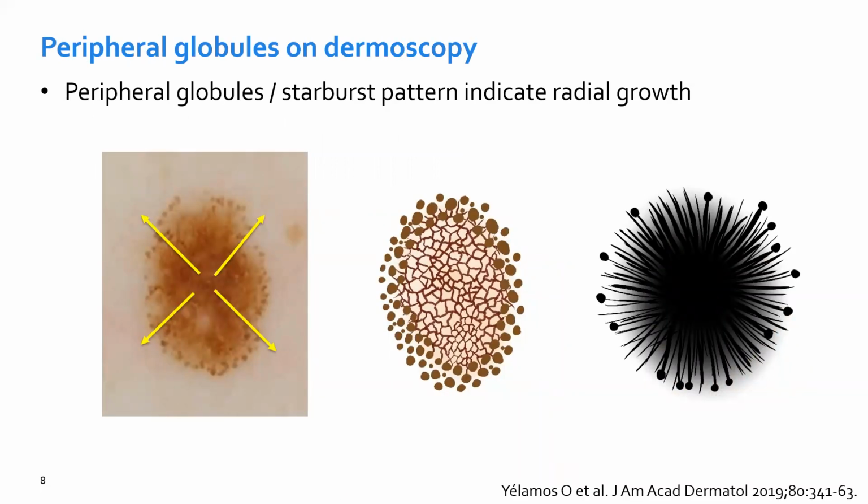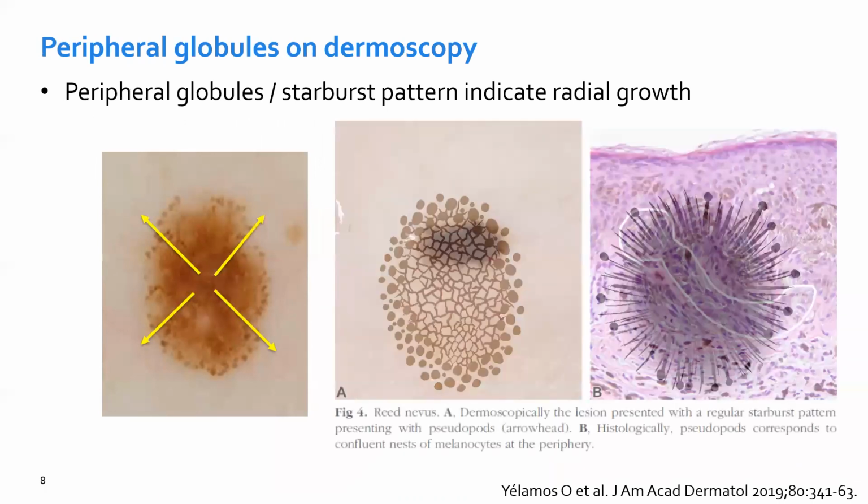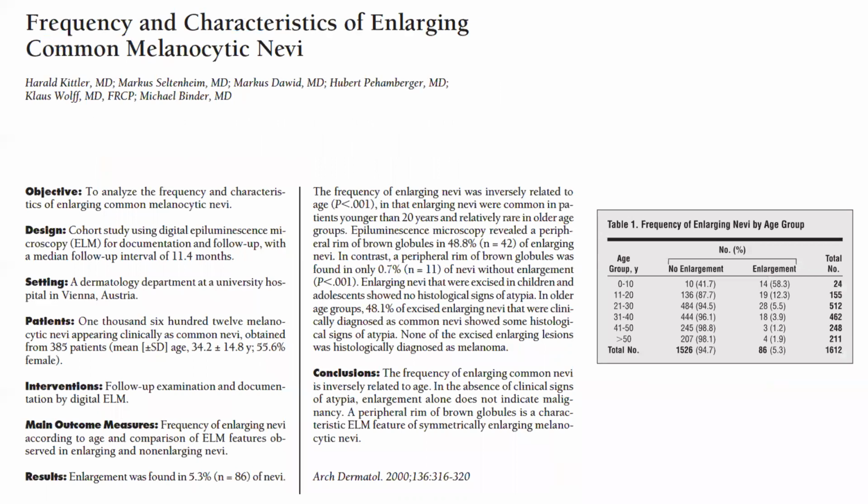Peripheral globules on dermoscopy represent the same phenomenon. Actually, they all indicate the presence of radial growth. However, if we focus on nevi with peripheral globules, we know this is a characteristic pattern of enlarging melanocytic nevi. And in this study from 2000 by Kittler, they could identify that the presence of this peripheral rim of globules was associated with growing lesions, and that these growing lesions were more common in patients younger than 20.